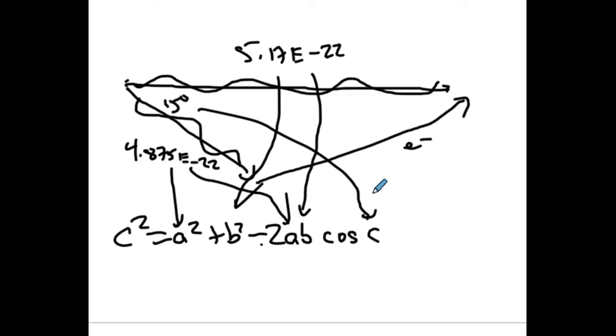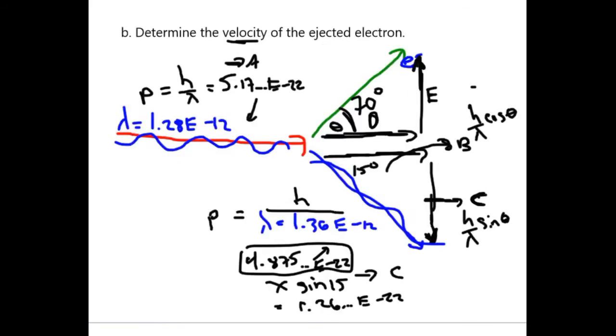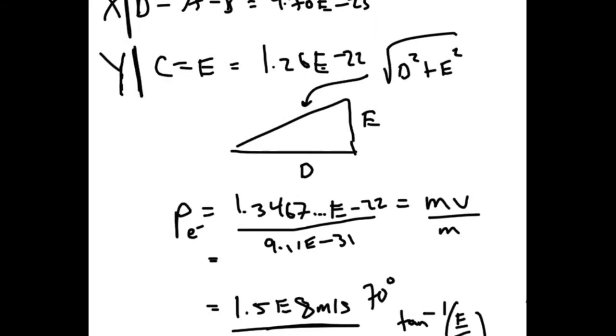Okay, so I cosine lawed all of this, and hopefully I get the same answer as I had before. I have 1.34 times 10 to the minus 22. What did I get last time? 1.34? Yeah, here it is. 1.34 times 10 to the minus 22.